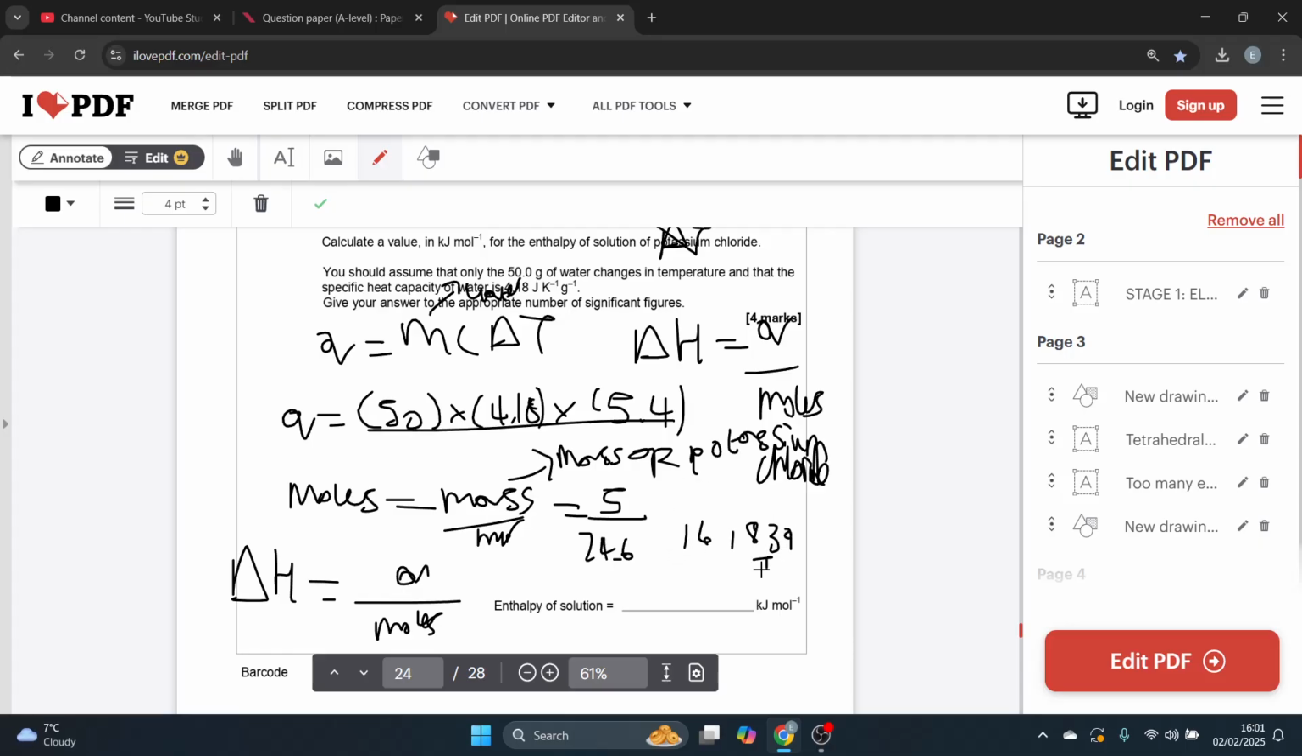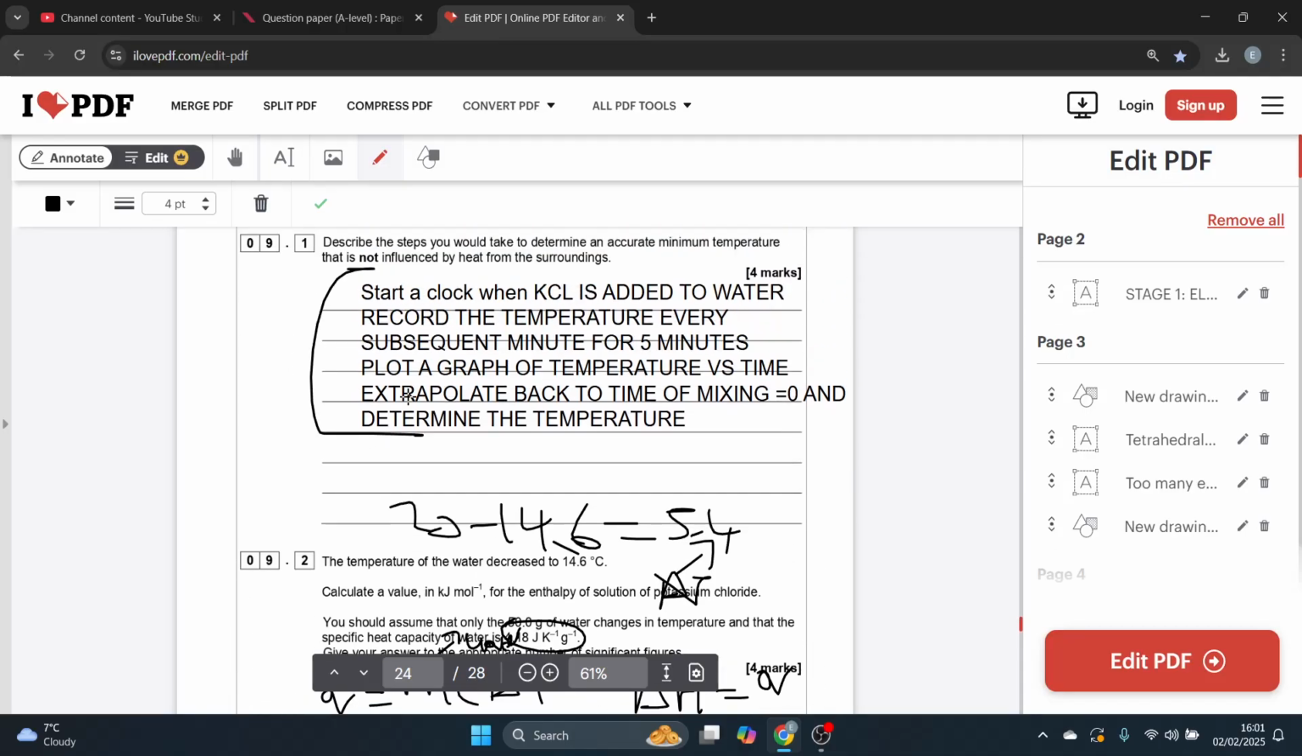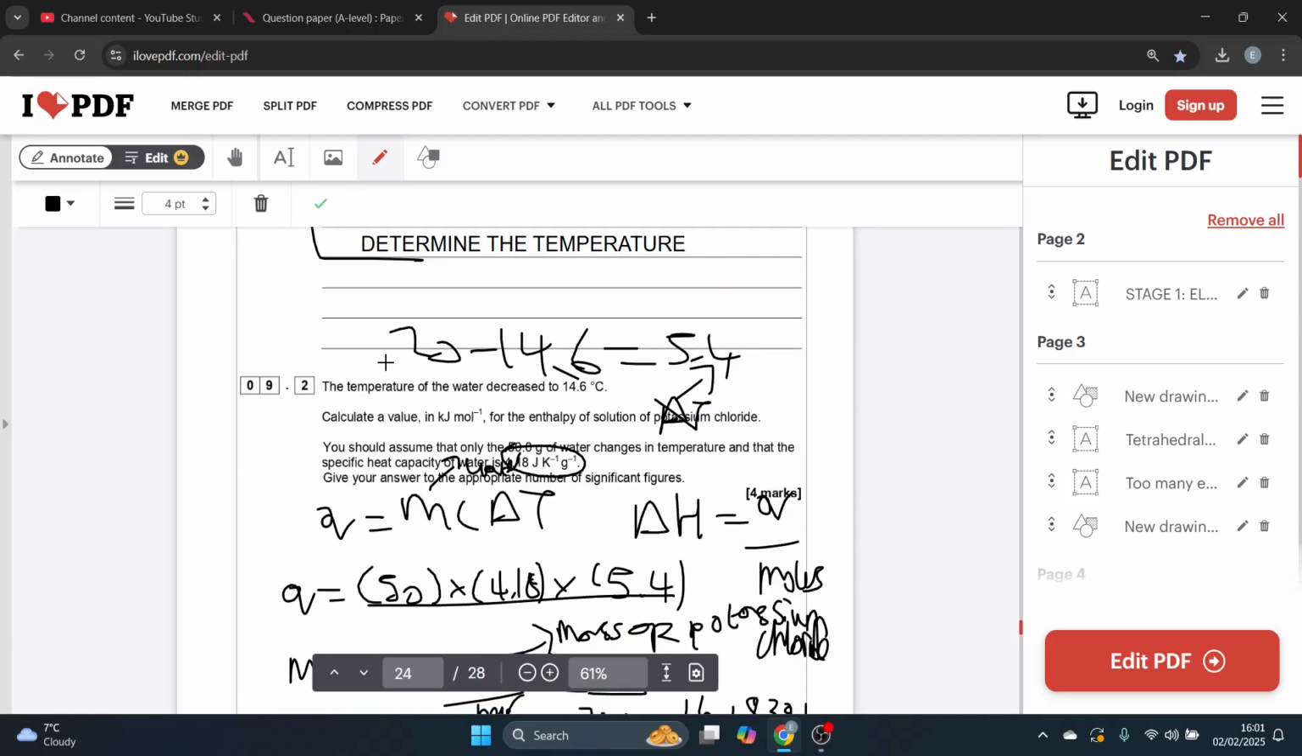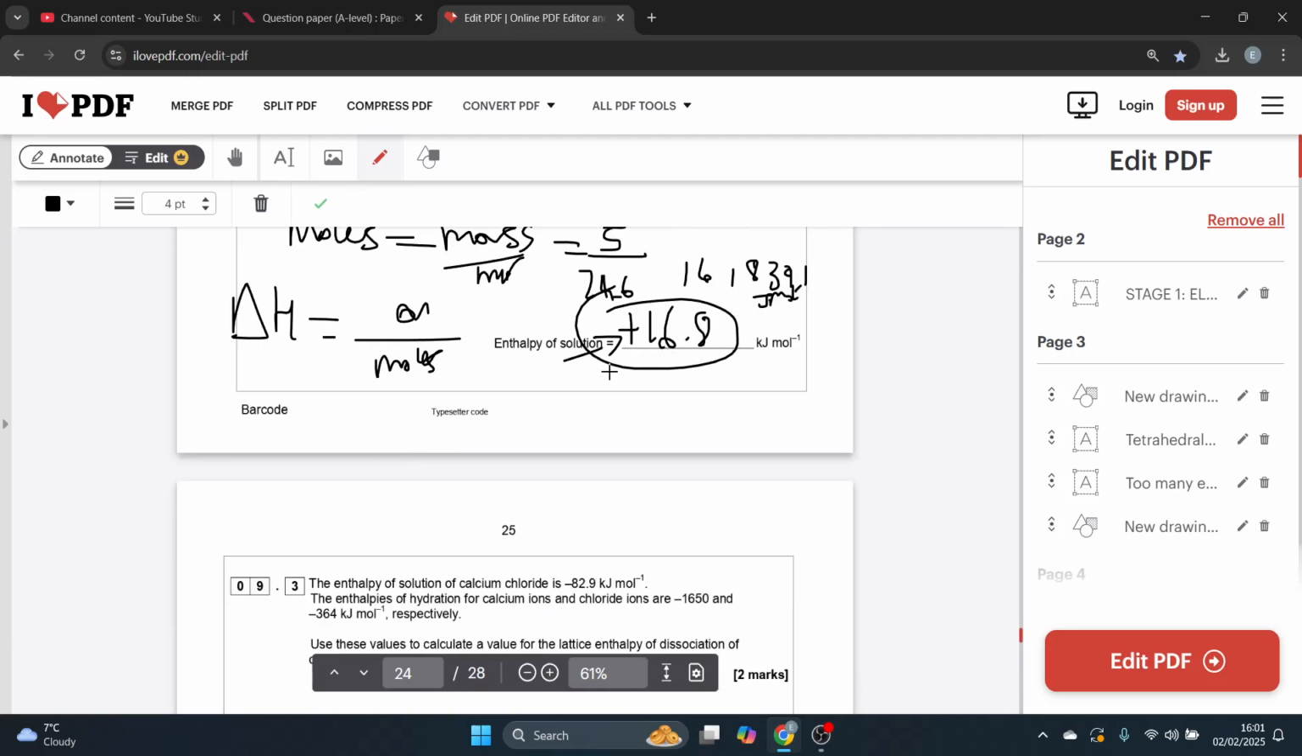16,839 joules per mole to the power minus 1. Because remember, specific heat capacity is in joules K to the power minus 1. I want it in kilojoules, so it's going to be 16.8. And it's obviously going to be positive. Make sure you do that as well. Just temperature decreases from 20 degrees to 14.6. Decreases, therefore, it's endothermic.